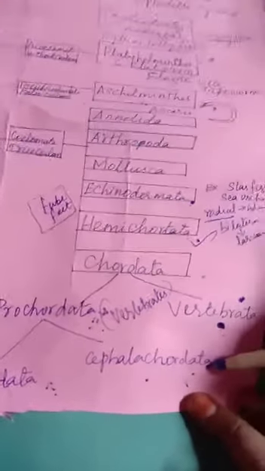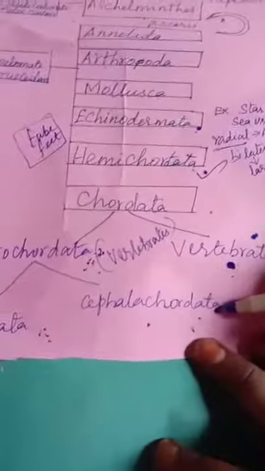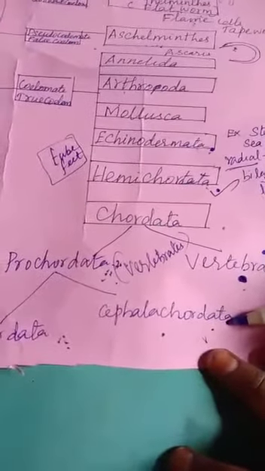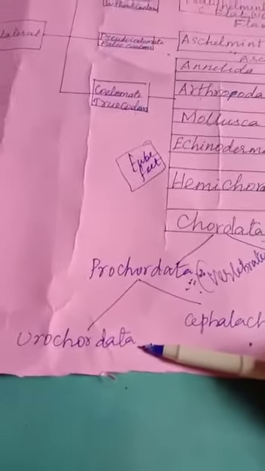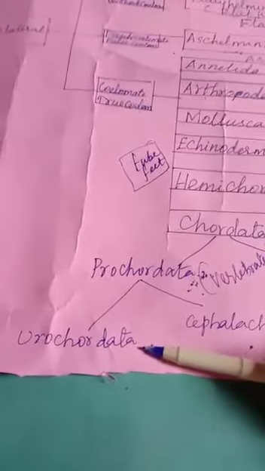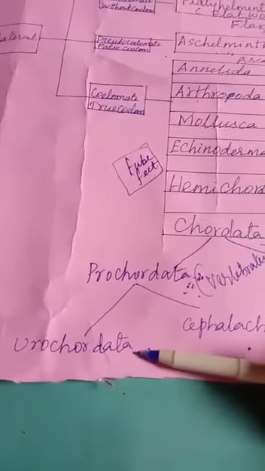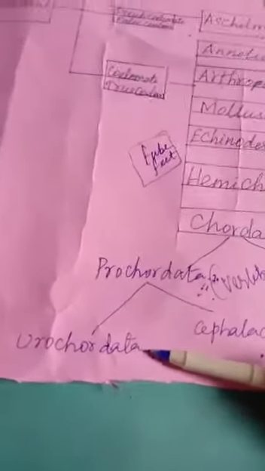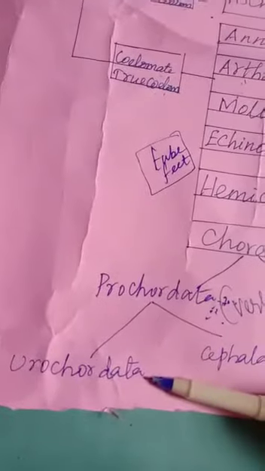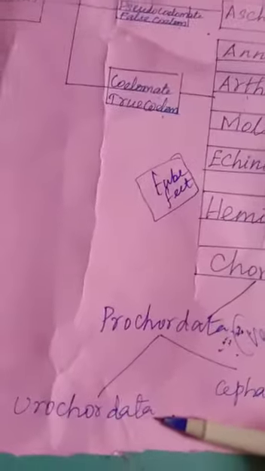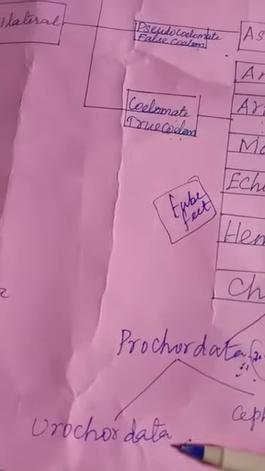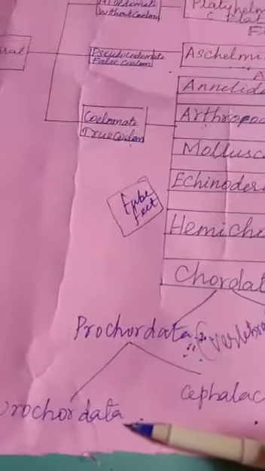Urochordata and cephalochordata. What is meant by urochordata? Urochordata means the notochord is present only in the tail region of the free living larva. So the notochord is only present in the free living stage. Notochord only present in the tail region of free living larva.